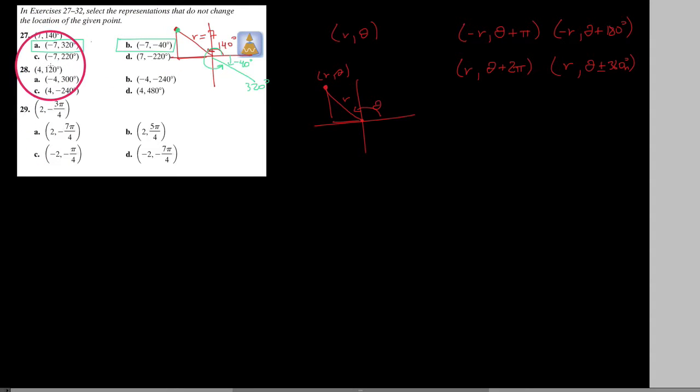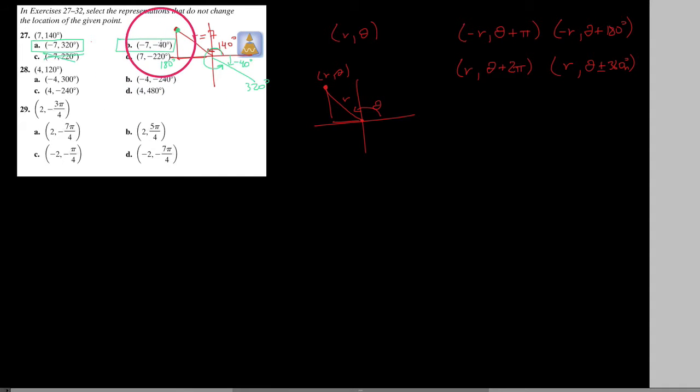Now, looking at letter C here, negative 7, 220. Thinking about this, 180 is here, so 220 would be kind of like here, and I would be going 7 units backwards, away from this direction. Going 7 units backwards from 220 degrees would put you over here. And so in this case, that would not work for us. This is not equivalent.